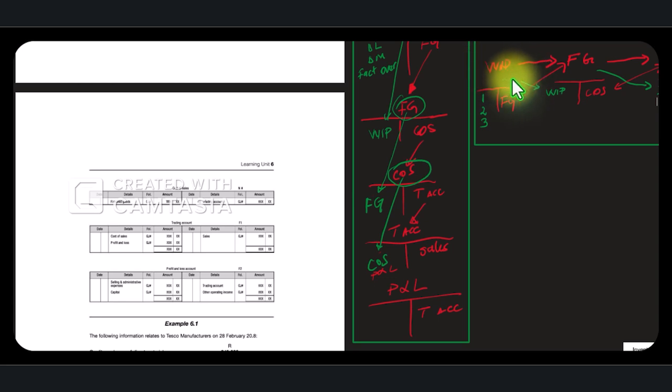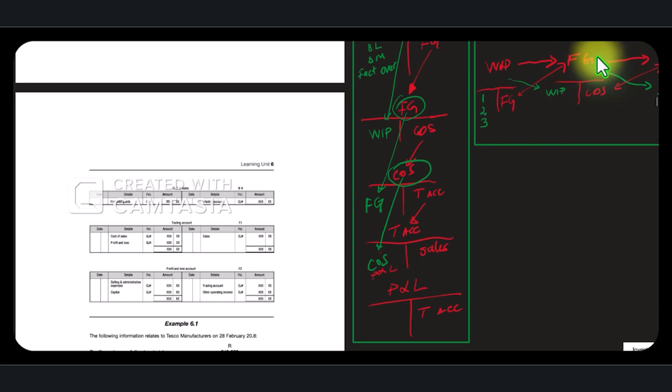Obviously, when you're looking at the work in process, what comes in are our three musketeers, like I said: direct material, direct labor, factory overhead. That will be on one side, and on the other side, what will come out is the finished good. Now, the finished good will be an account in itself, right? We will look at the finished good.